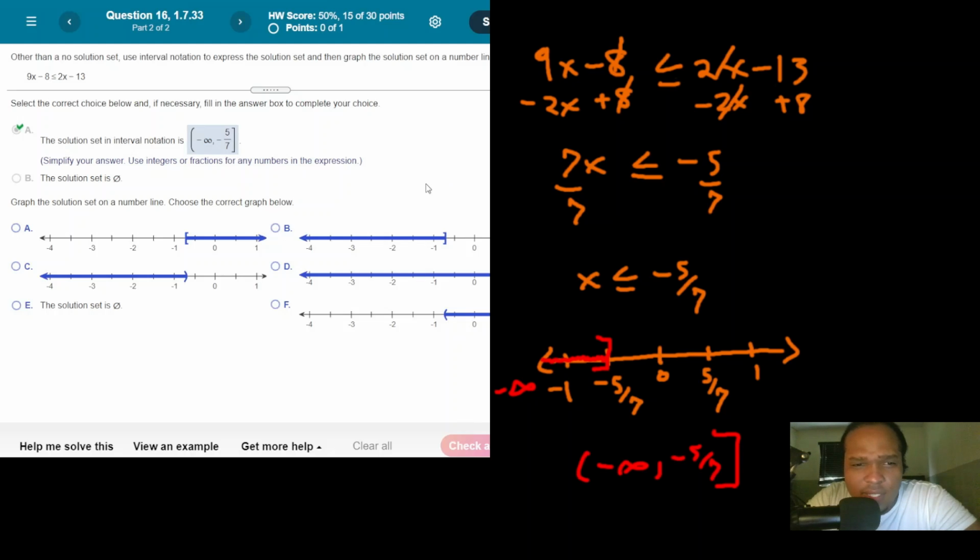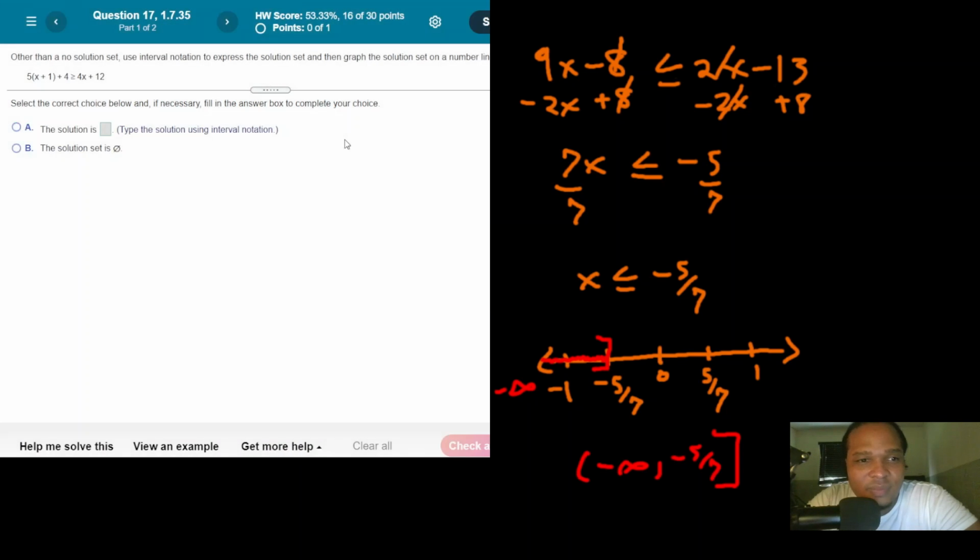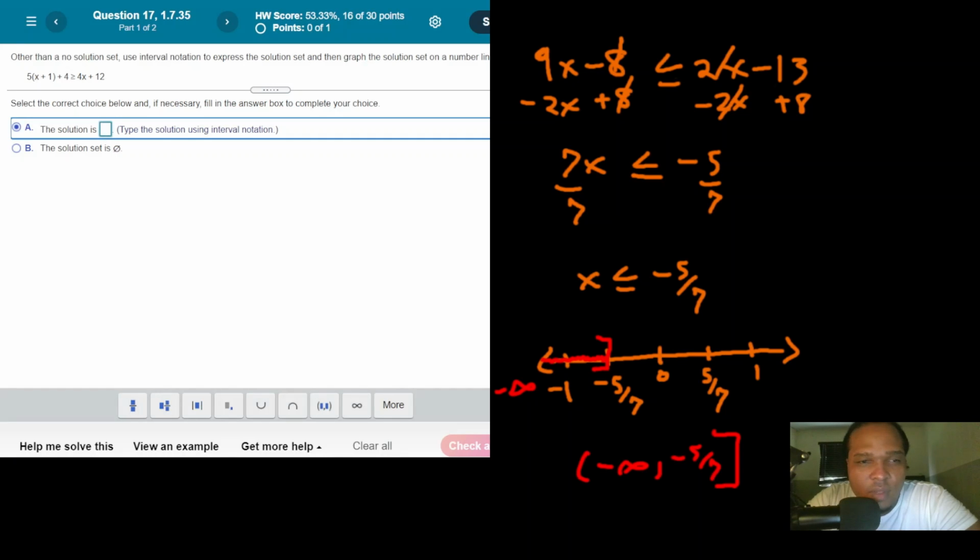Okay, let's see. We already have the graph. This is -infinity all the way to -5 over 7. You can see it in red over there. This has to be it, right? Remember I told you that it is right before you reach the -1 going to the left. So -5 over 7 will have to be somewhere right here, and it has the square bracket, and that's it. All right, next.